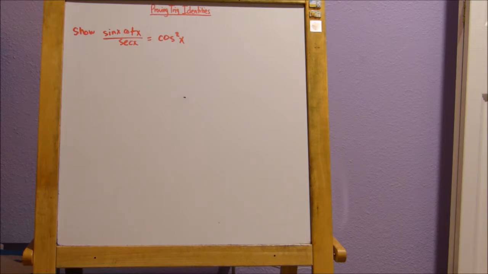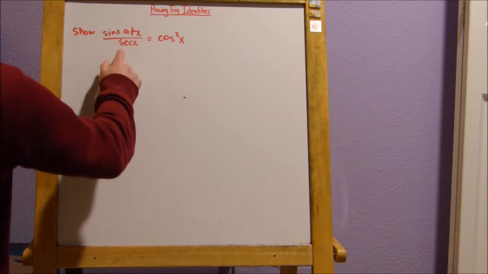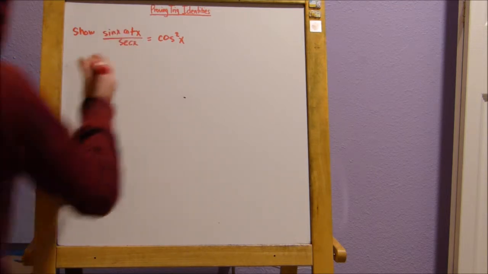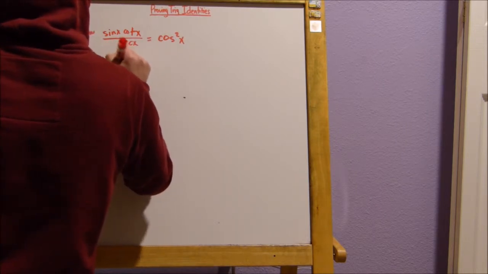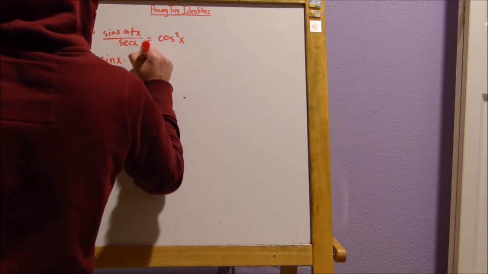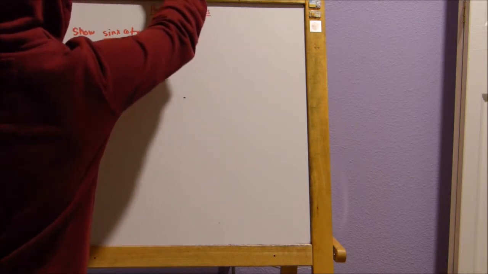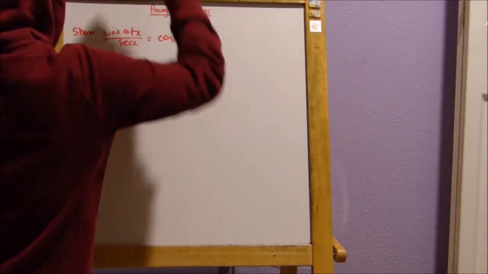Show that sine of x times cotangent of x over secant x equals cosine squared x. So first step, you always have to put everything into terms of sine or cosine. So here I'm seeing cotangent x and secant x that aren't in terms of sine or cosine. So let's do that. Sine of x times cosine over sine, or cotangent, whoopsie daisies. I thought this said tangent.